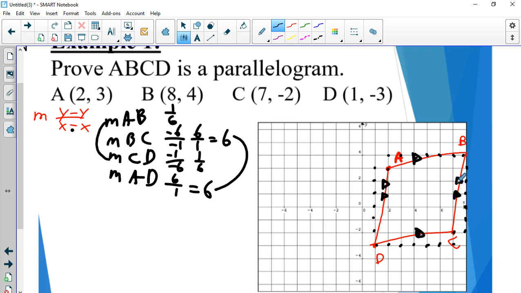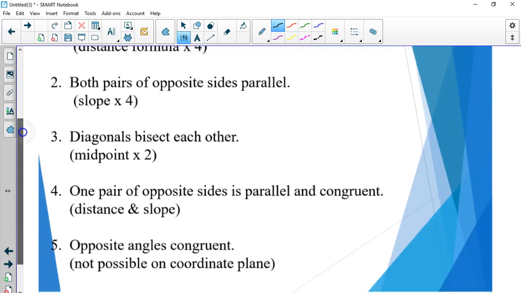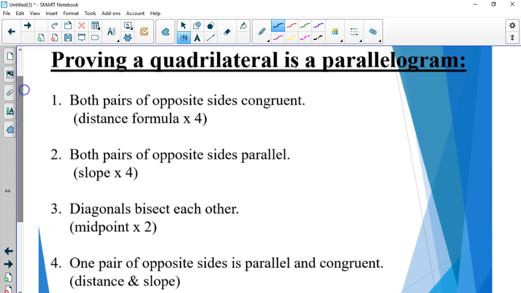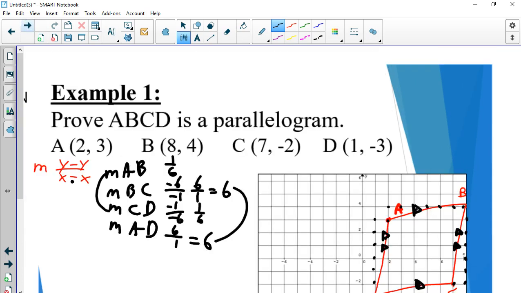Which, again, was one of my options. Both pairs of opposite sides parallel. Number 2, I've just proven this to be a parallelogram. That's one way to do it. And yes, it's going to be repetitive because I'm going to show you different options. You get to choose when you're doing this on your own. You don't have to do all ways.